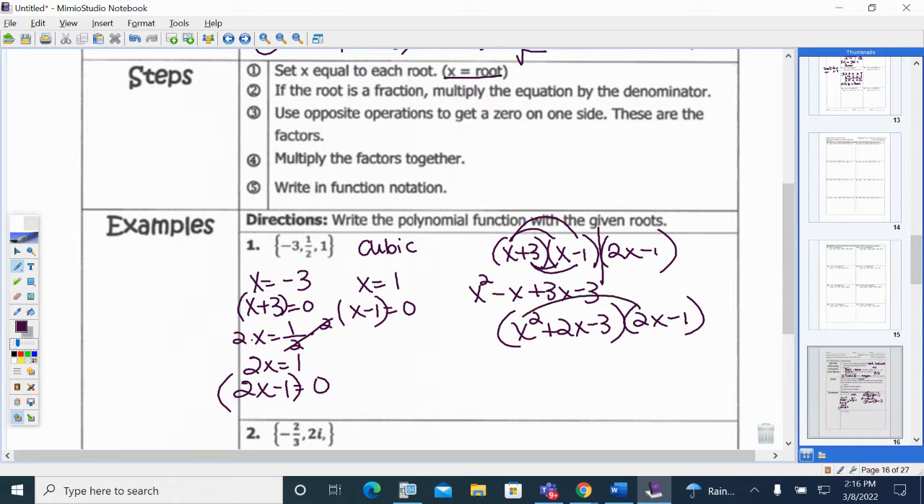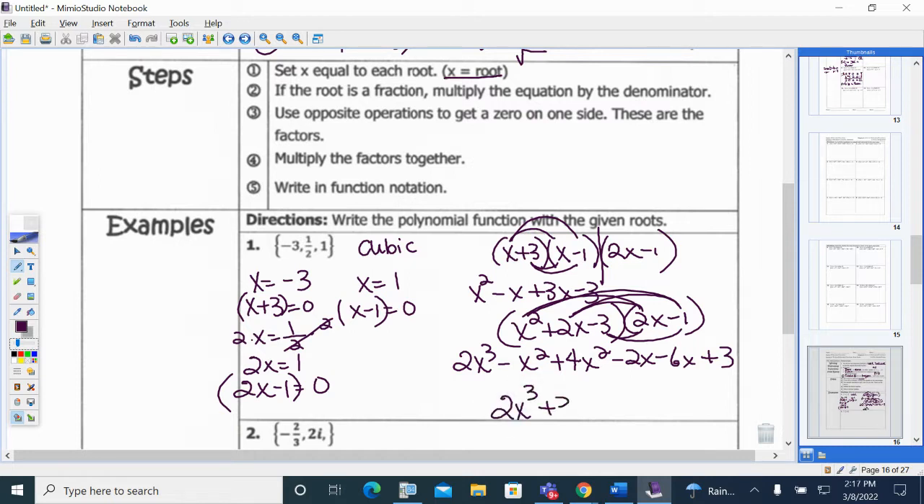So x squared times 2x will be 2x cubed. X squared times negative 1 is a negative x squared. 2x times 2x is a positive 4x squared. 2x times negative 1 is negative 2x. And then last, negative 3 times 2x is negative 6x. And negative 3 times negative 1 is positive 3. Combining all my like terms, 2x cubed plus 3x squared minus 8x plus 3.